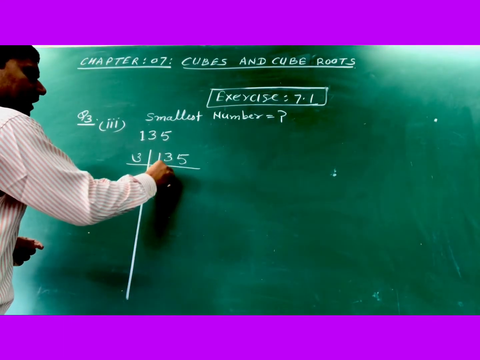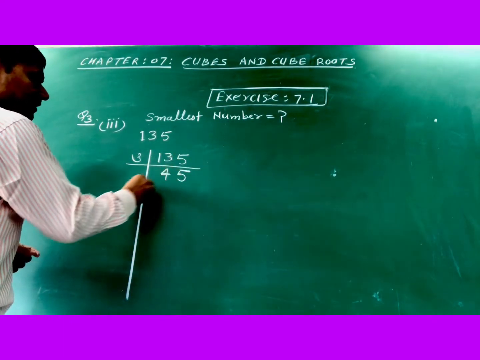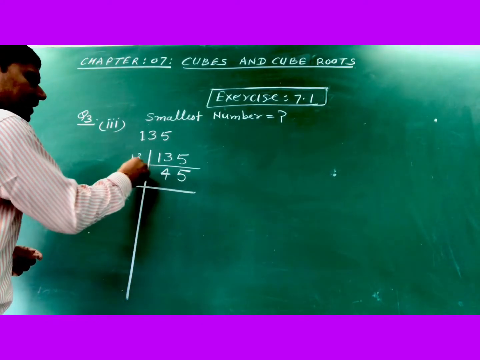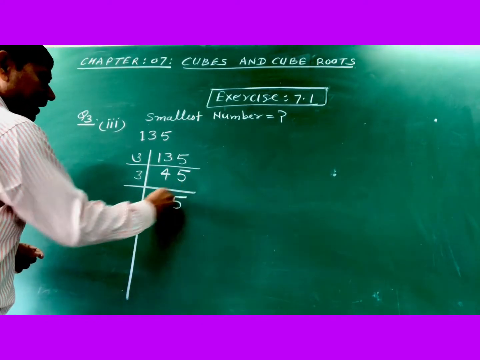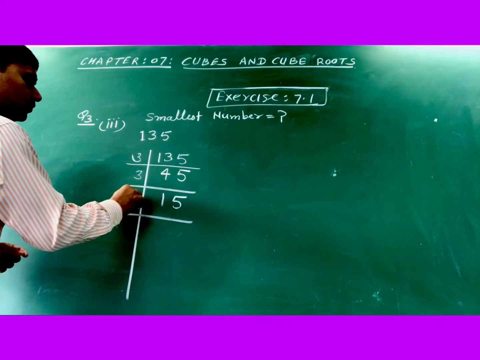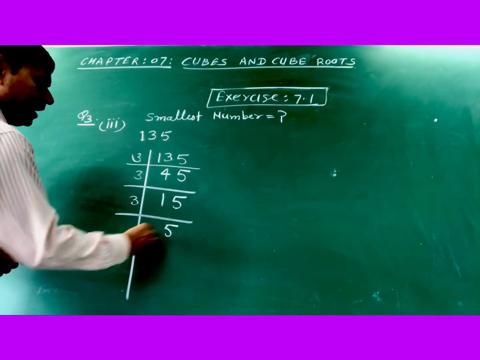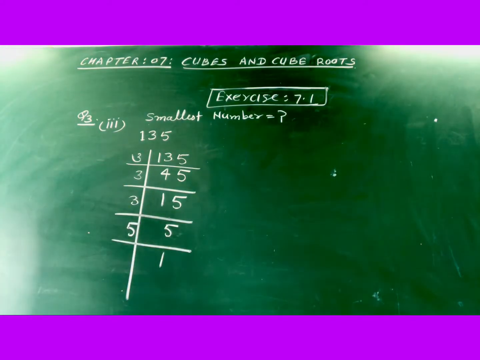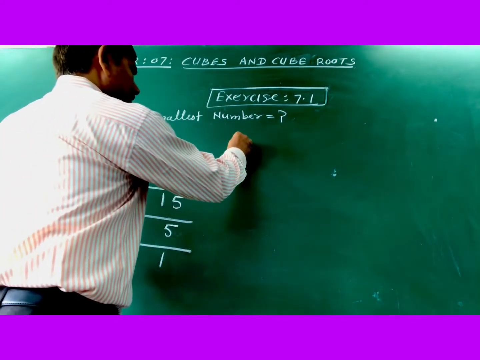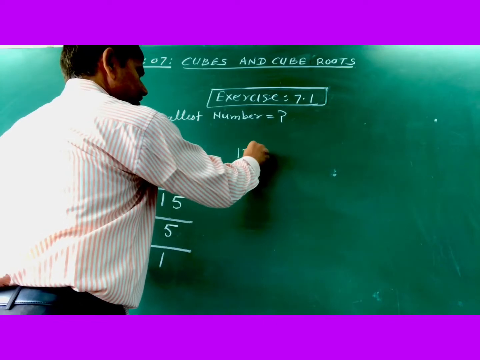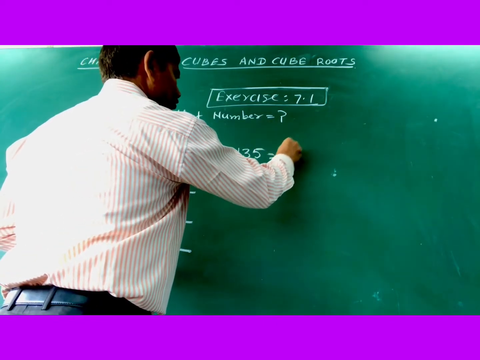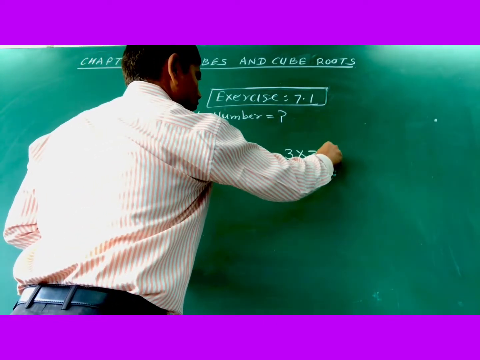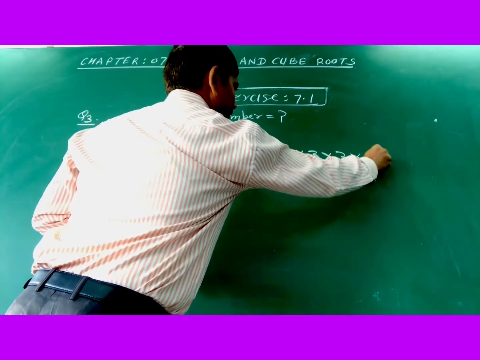3 4s are 12 and 3 5s are 15. Again by 3, that is 45. And again by 3, so dear, we get 5. And now it is divisible only by 5, so we get 1. So the factors of 135 are, dear, 3 into 3 into 3 into 5.